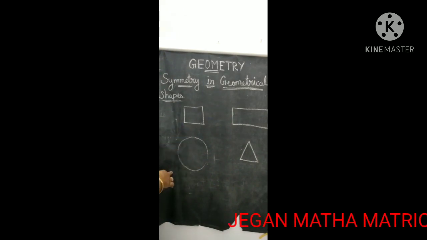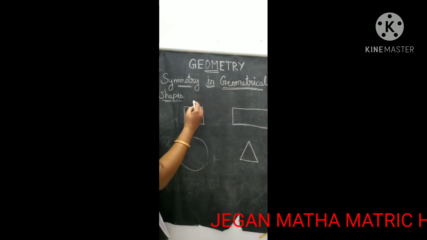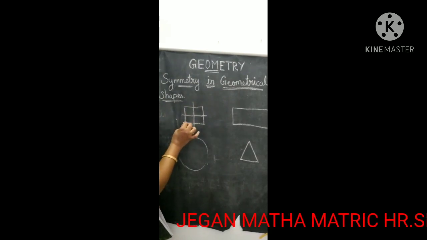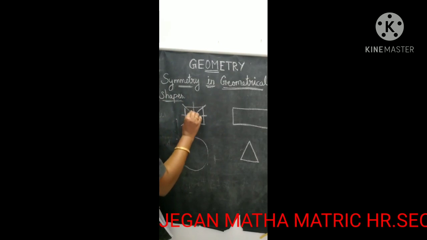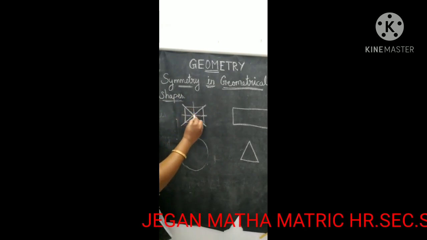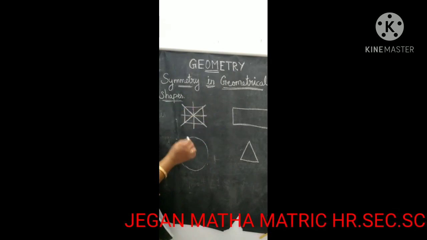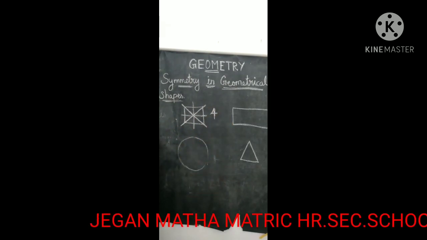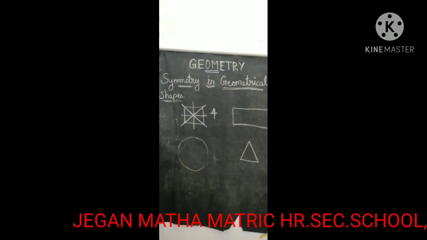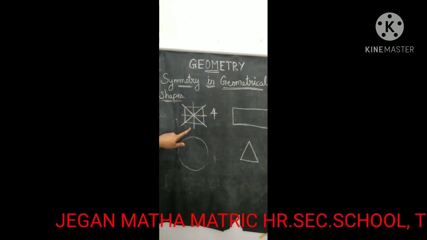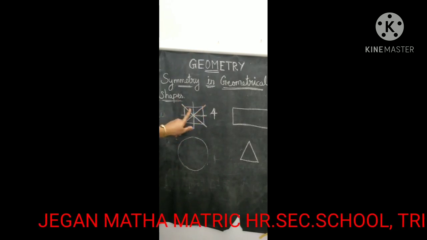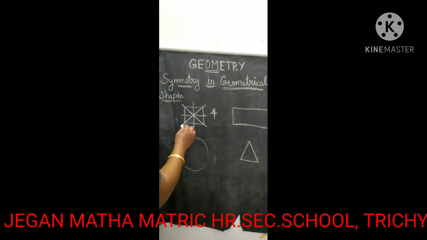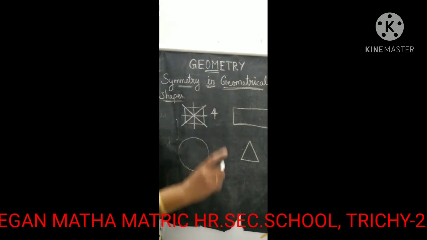First, the square. See the first symmetric line, the second symmetric line, the third one and the fourth one. So totally in the square there are four lines of symmetry. A square has four lines of symmetry.